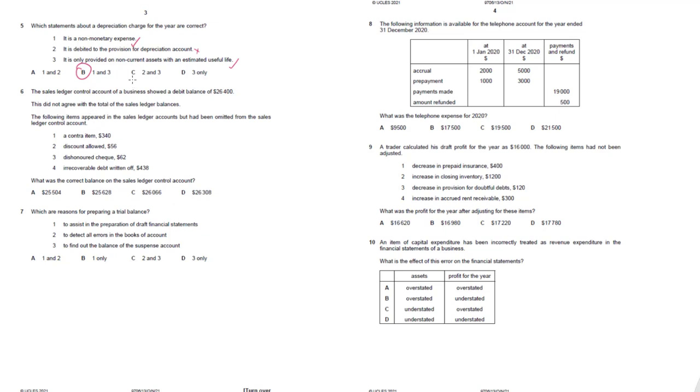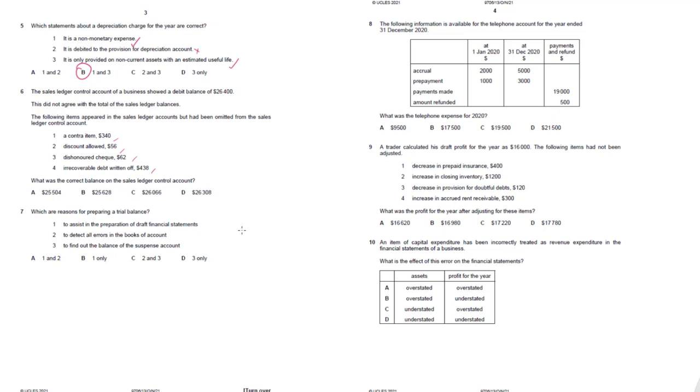The sales ledger control account of a business showed a debit balance of 26,400. This did not agree with the total of sales ledger balances. The following items appeared in the sales ledger accounts but had been omitted from the control account: contra, discount allowed, dishonored check, and irrecoverable debt of 438.